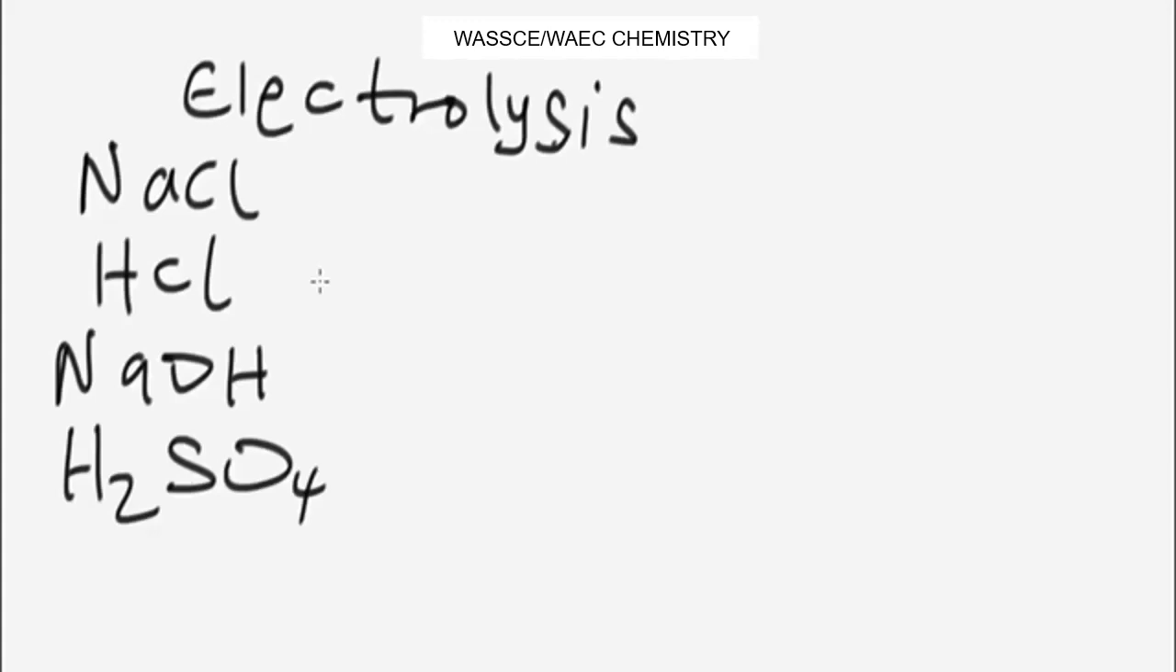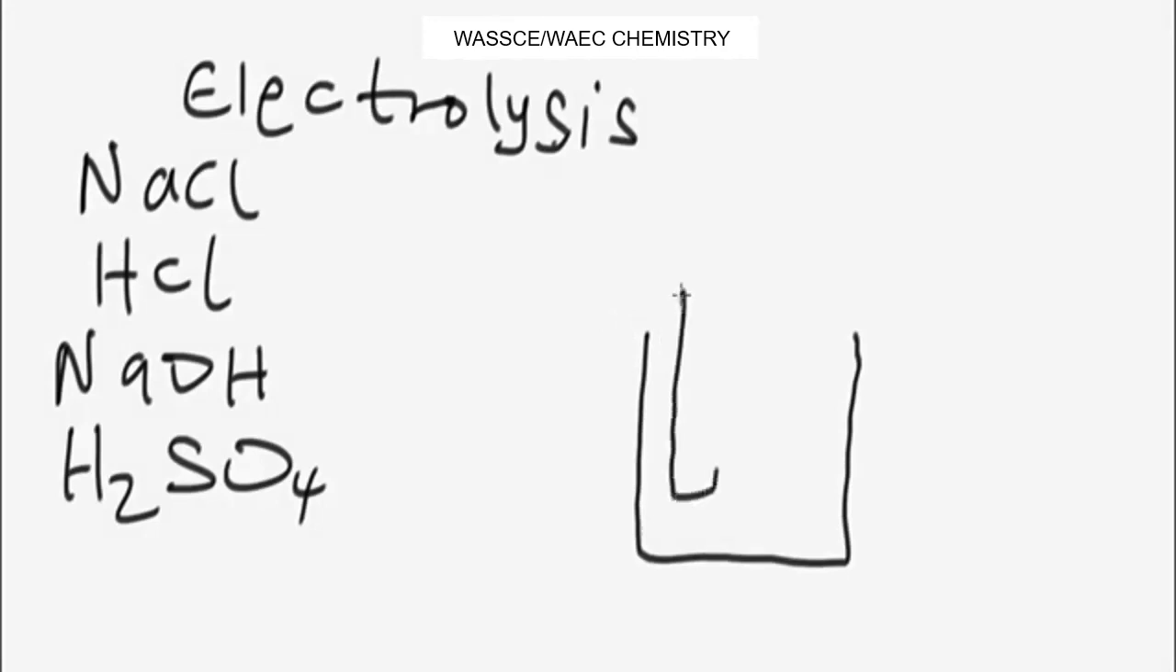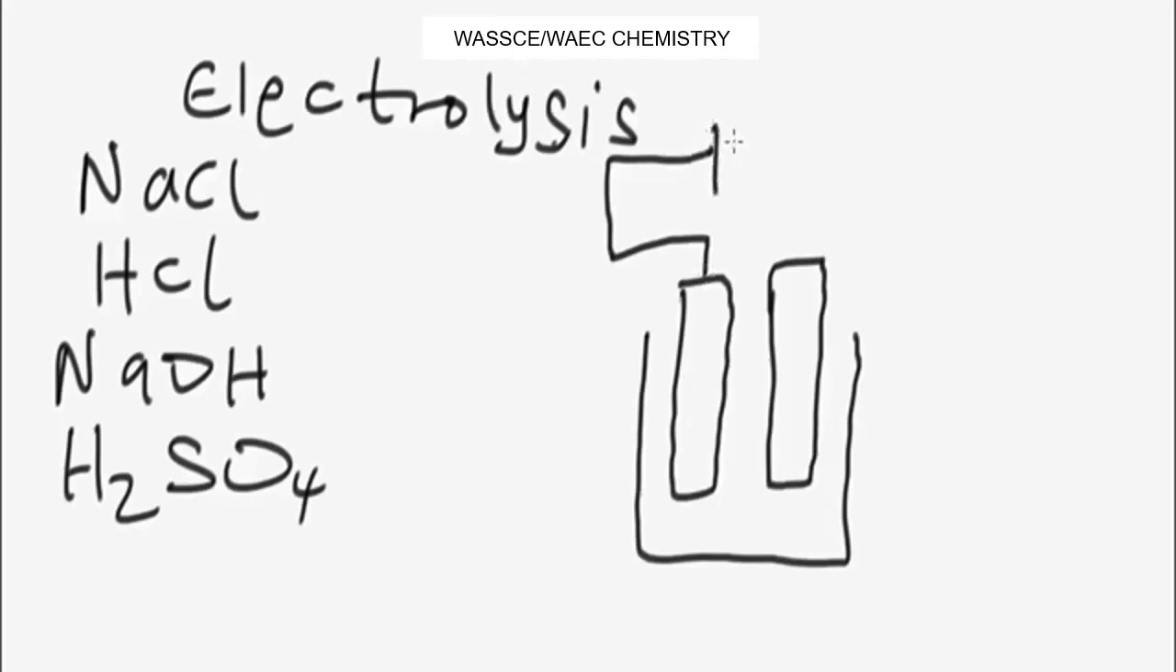Now, let me draw a simple electrolytic cell to show you what is happening in an electrolytic cell. Okay, this is a simple electrolytic cell. This is just a sketching, my diagram may not be perfect or nice. Just a simple diagram to show you an electrolytic cell, to show you what it is made up of.